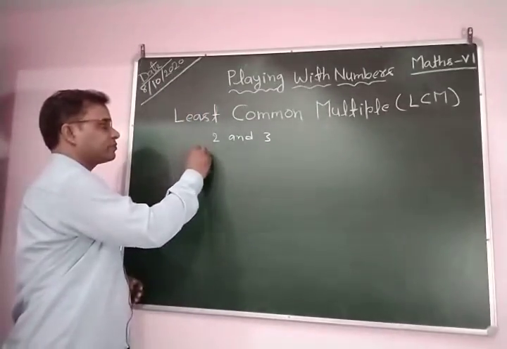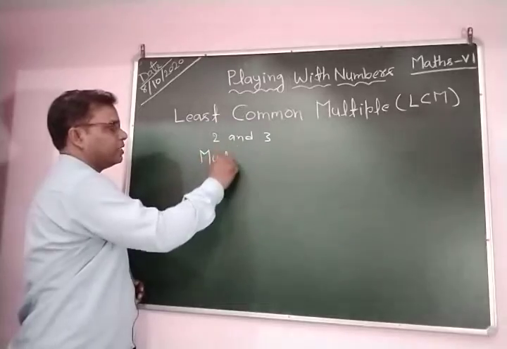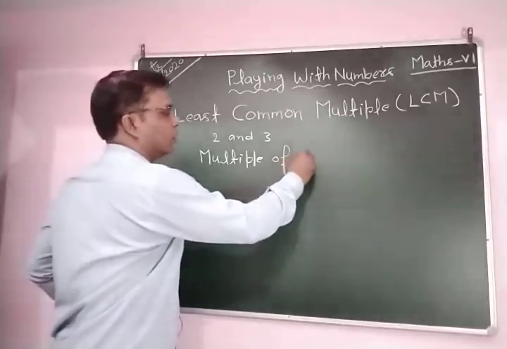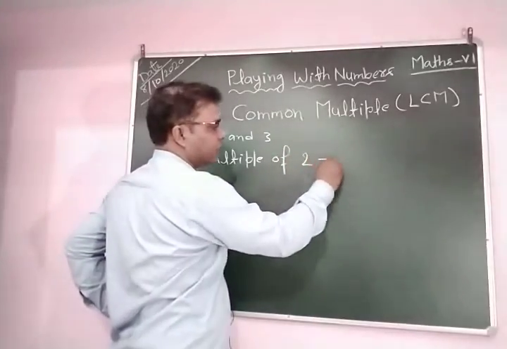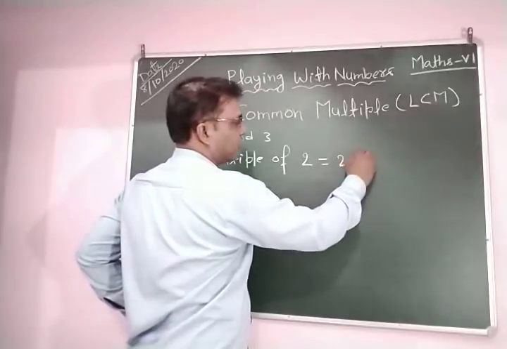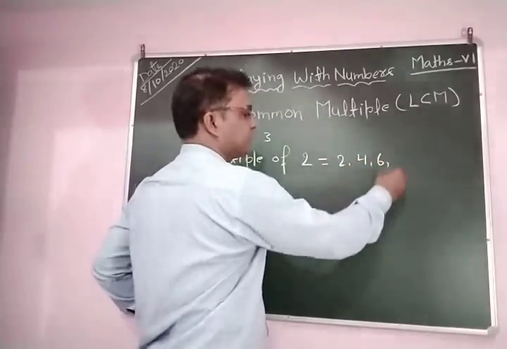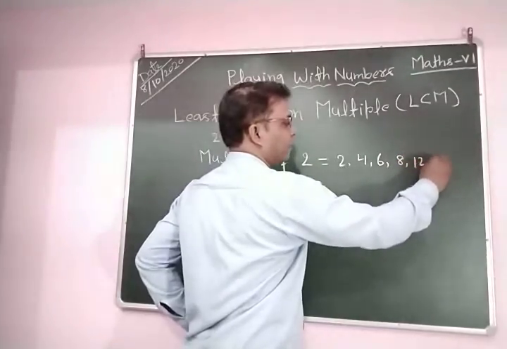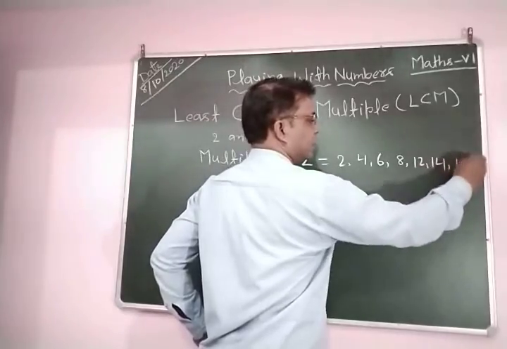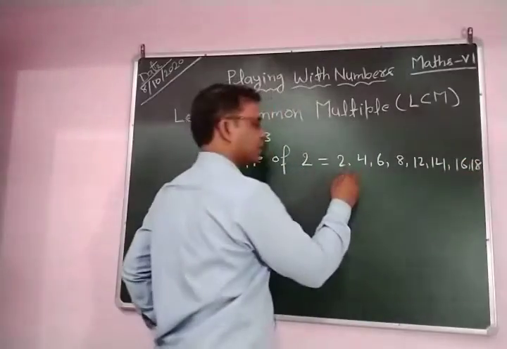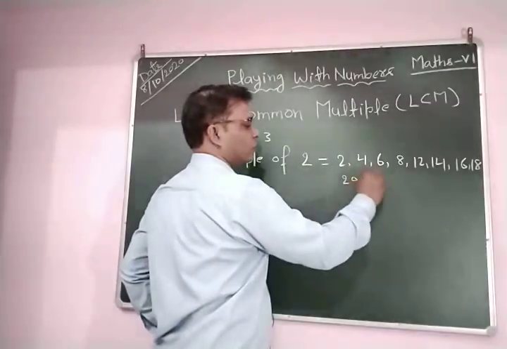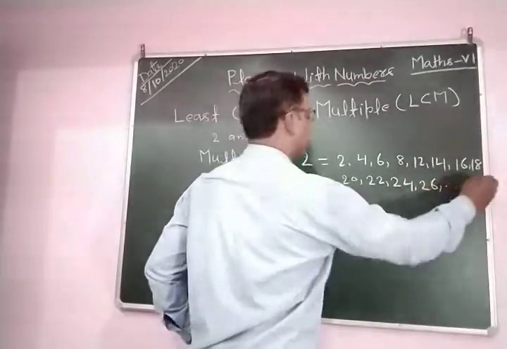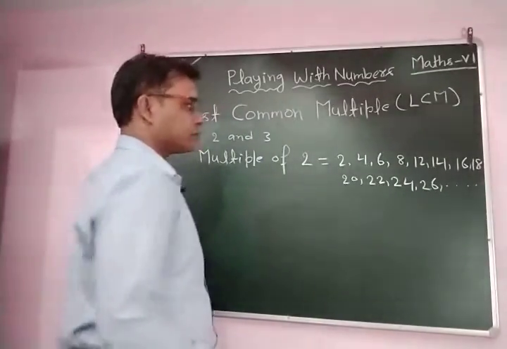So here you can write multiples of 2. This is equal to 2, 4, 6, 8, 10, 12, 14, 16, 18, 20, 22, 24, 26, and so on. This is the multiples of 2.